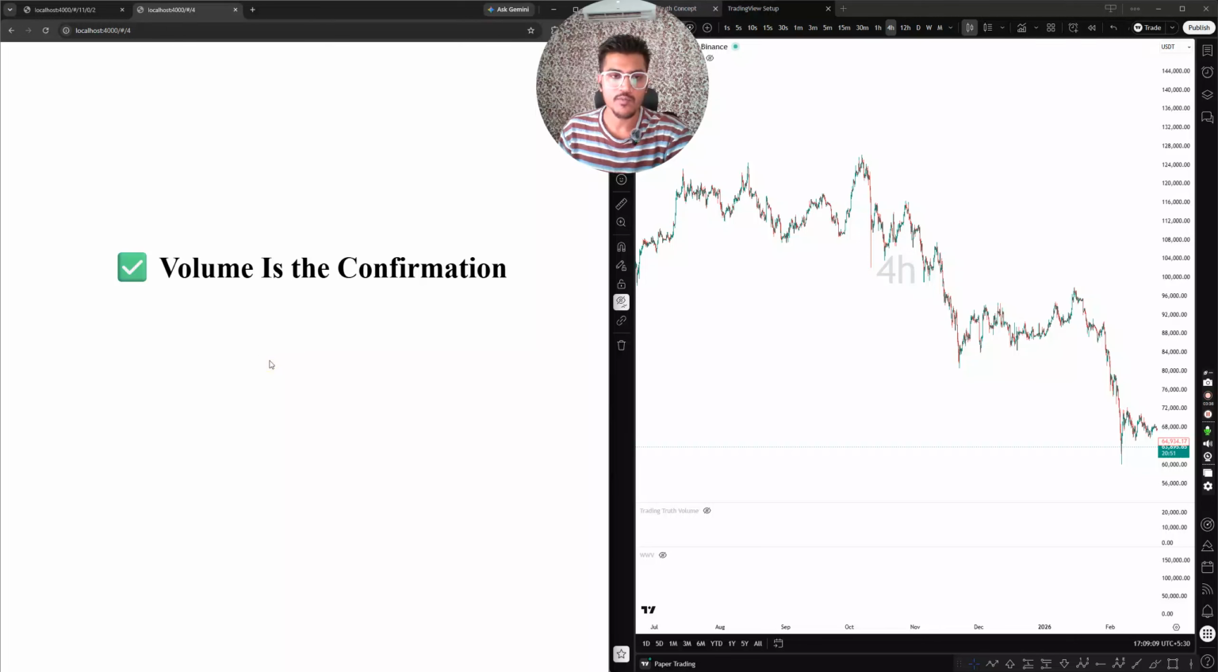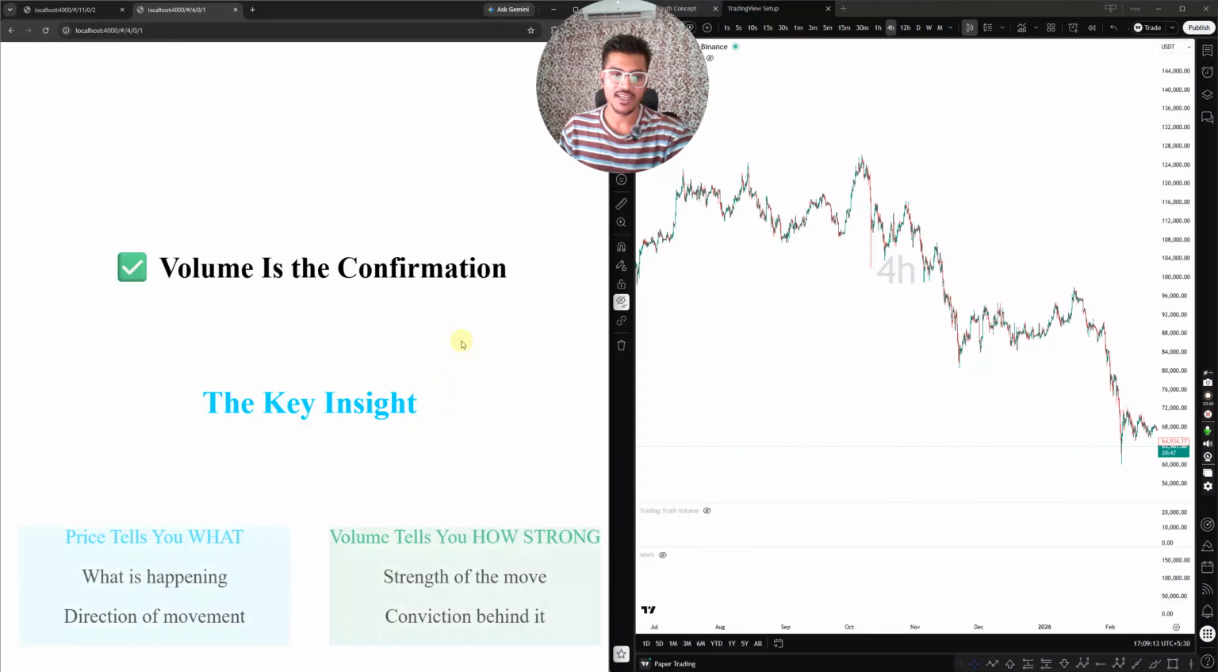So volume is the confirmation. The key insight is that price tells you what is happening, it tells you the direction of the movement. Volume tells you how strong that move is, the strength of the move and the conviction behind it.